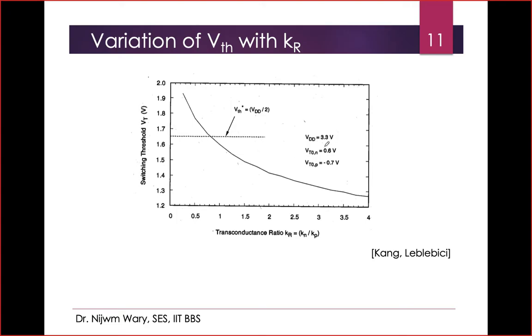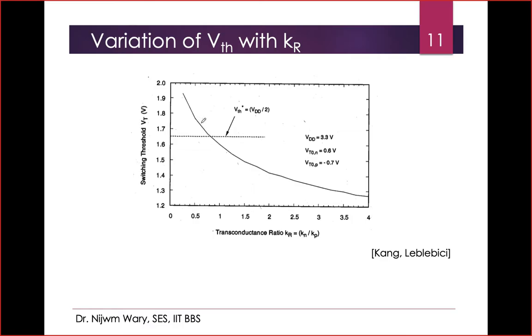This is a VDD of 3.3 volt, with the threshold voltage VTN again 0.6, and the threshold voltage of the PMOS device, of course the magnitude, the absolute value, is 0.7 volt. It is seen that whenever this Kr, which is Kn by Kp, varies, this VTH value will vary like that.